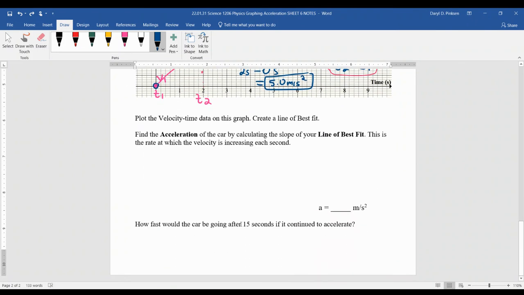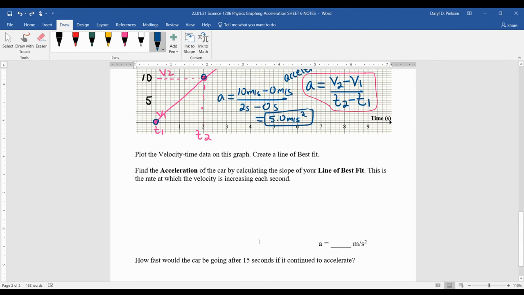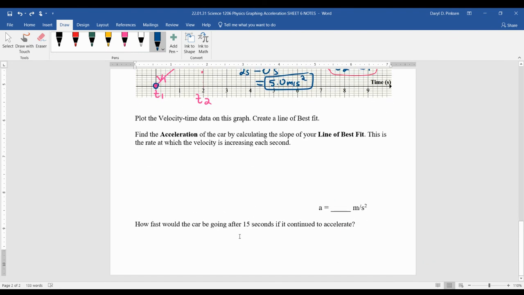And then if you want to know how fast you are going to be going after 15 seconds, well, the v would be 15 times 5.